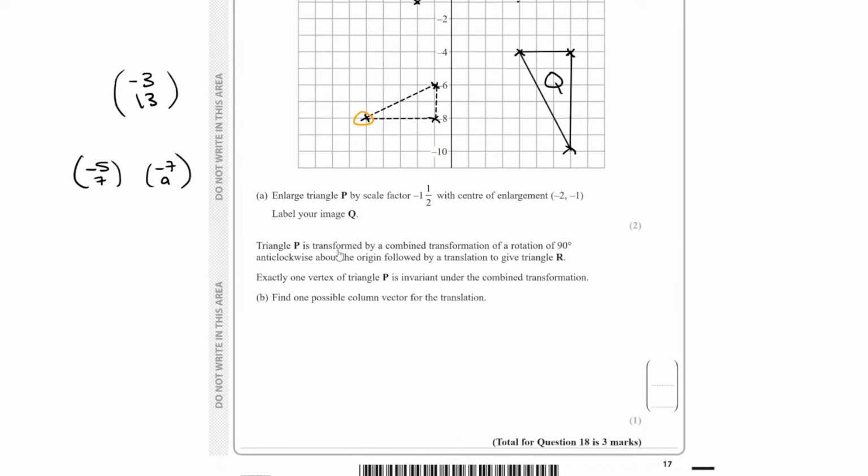Okay, I just went with the one. I don't know, I just felt like going with that corner. Okay, bit of an odd question, that one, but anyway, it's only 1 mark.